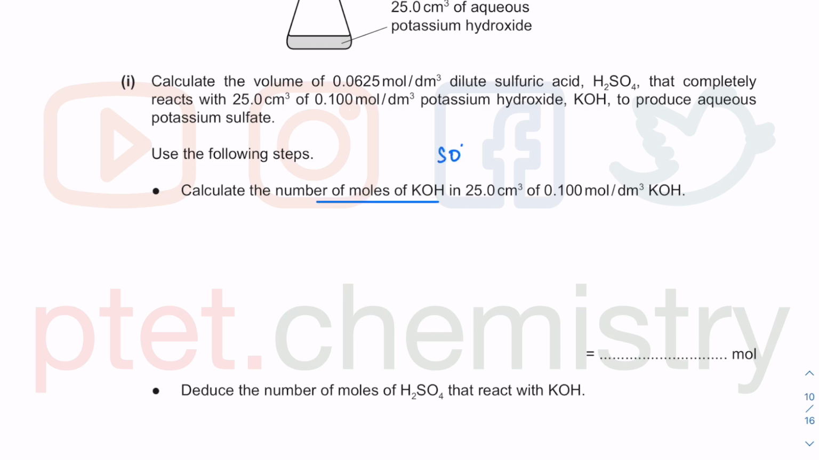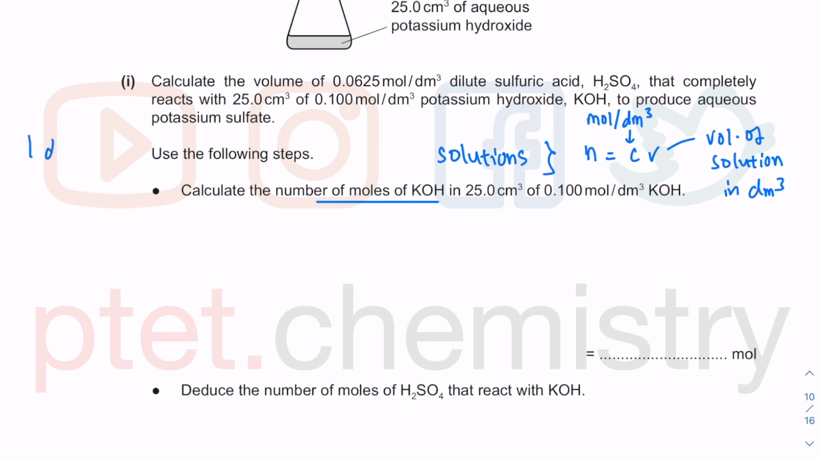This is to do with solution chemistry. So solution means that n equals c times V. n is the number of moles. Concentration is mole per dm cubed. How many moles dissolve in 1 dm cubed of distilled water? This is volume of solution, never gas. And this is in dm cubed.